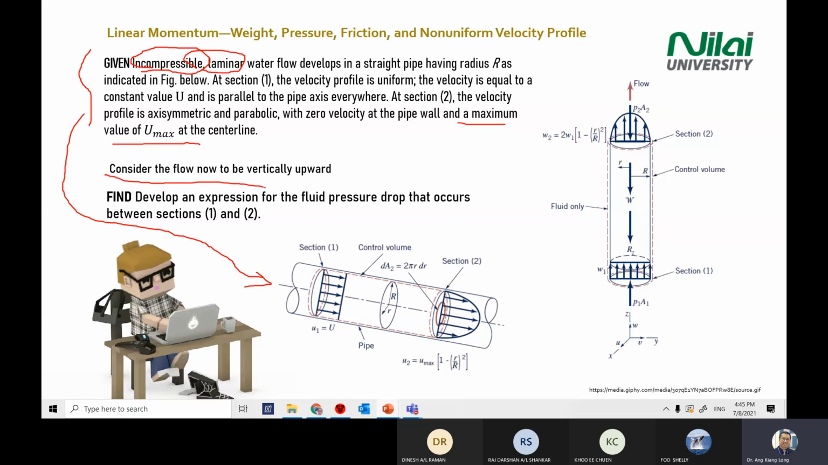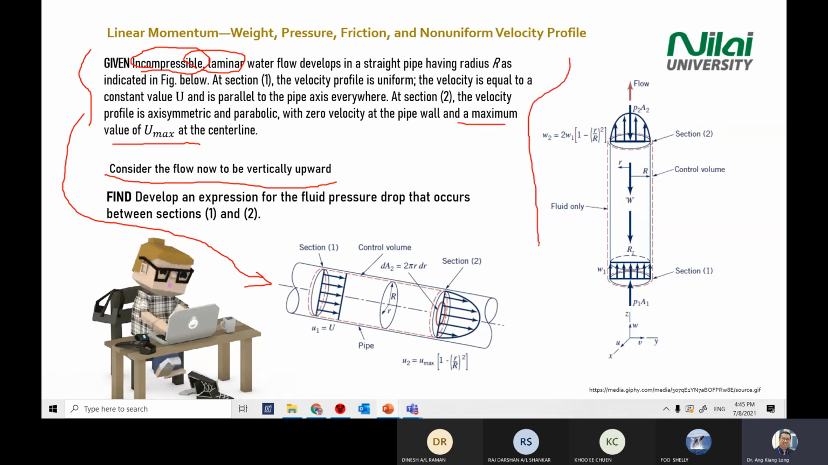Now it asks you to consider another scenario where you flip the orientation of the pipe. The pipe is now vertically upward. It means that the flow is flowing from below to the top here, and the axis is given in the diagram on the right-hand side. Okay, so what does it mean?